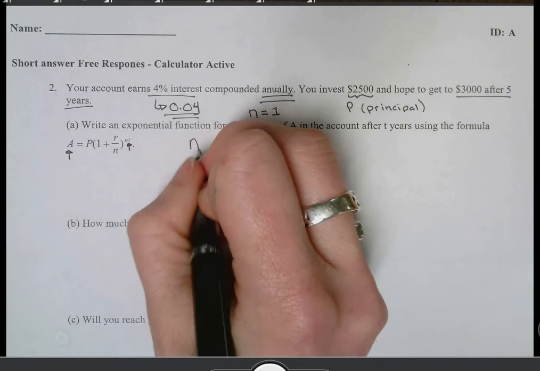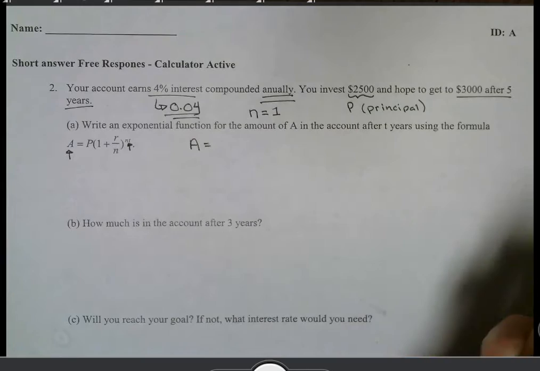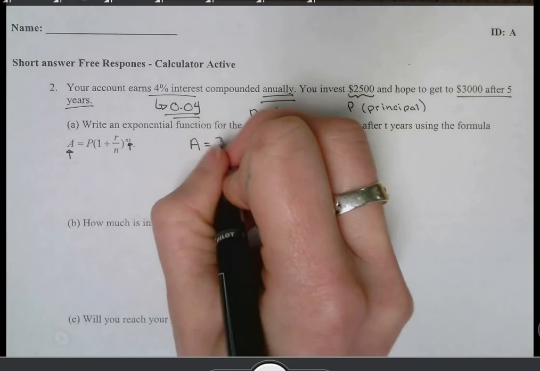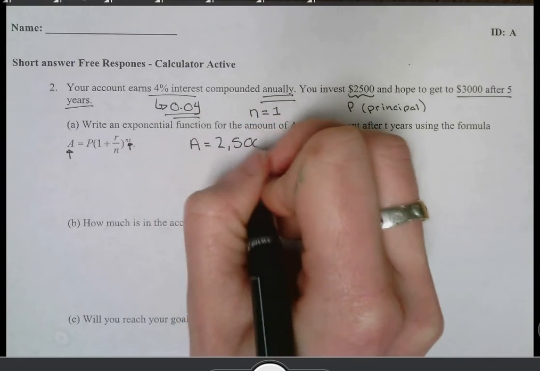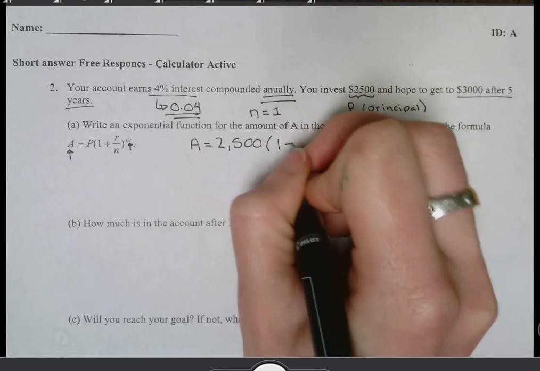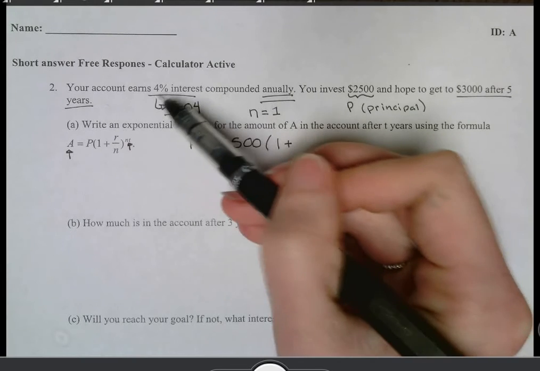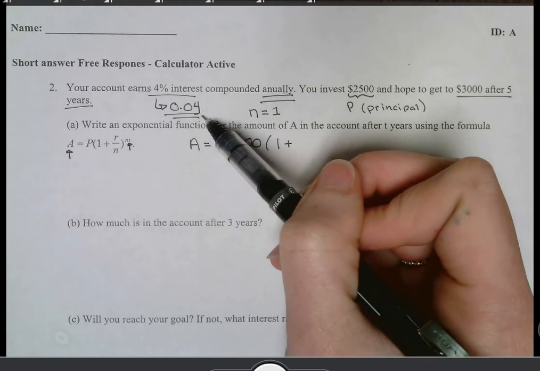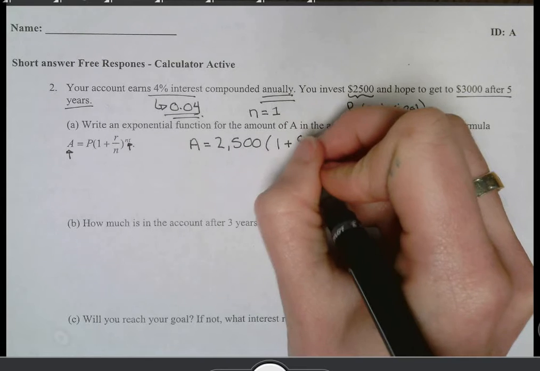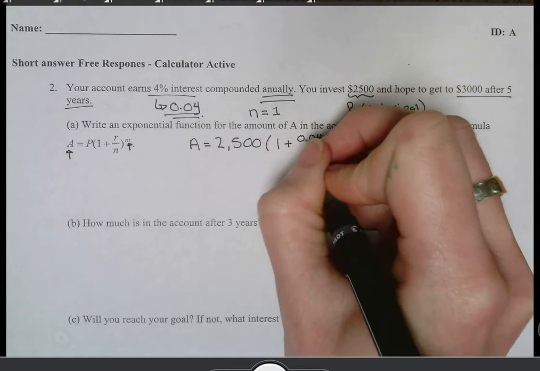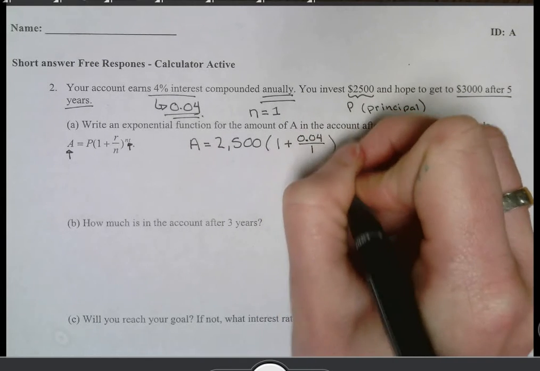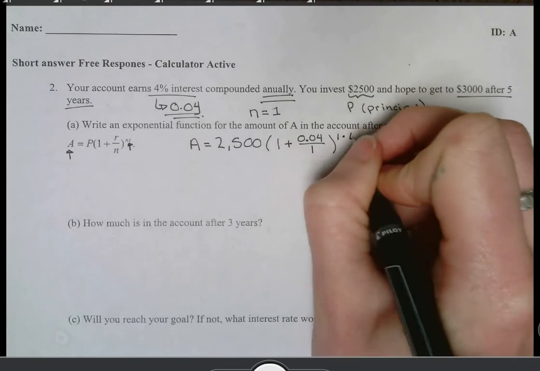A is going to be left behind. That can stay. A is equal to P. That's my 2,500. All multiplied by (1 plus r over n). My rate, I'm not using 4. I saw a lot of that on the quizzes. We're using the decimal form, 0.04, all over n, which is 1, raised to the 1 times t.